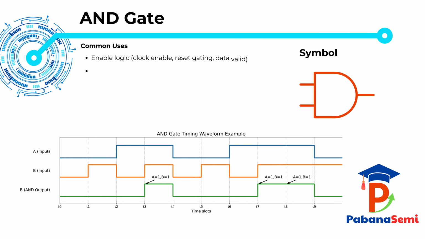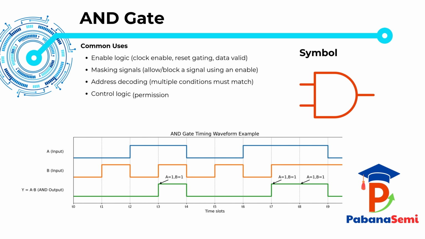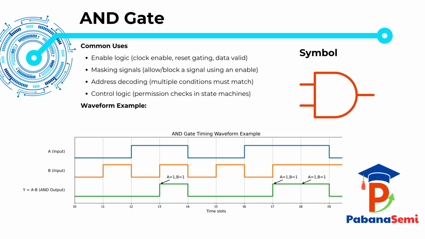Now, let's explore the typical applications of the AND gate. What about its behavior in a waveform? The AND gate is widely used in enable logic. For example, we may allow a clock or data path to operate only when an enable signal is high. This includes applications like clock enable, reset gating, and data valid generation.